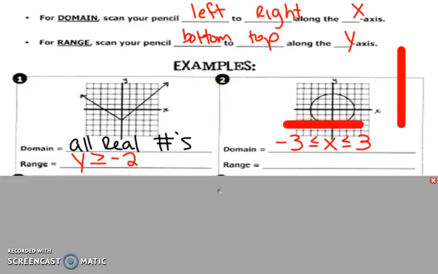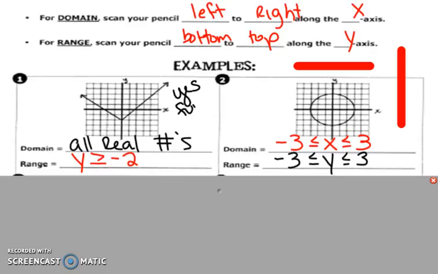If we look at our range, it hits at -3, and if we keep going up, it stops at +3. So our range is actually going to be the same thing, just now with a y value instead of x. If we look at both of these, my first graph, yes, it is a function because it does pass the vertical line test. However, my circle is not a function, but that just shows you don't have to have a function to find your domain and range.